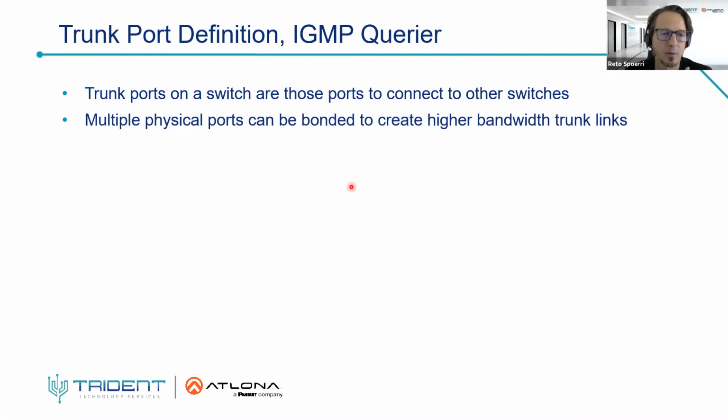Multiple physical ports can be bonded to create higher bandwidth trunk links. So each manufacturer has a different terminology for this, but typically if you have two links, each of them being 10 gig, and you want to actually send 15 gig of traffic, so 15 gigabit per second, you can create a bond on those trunks, and you will have then one virtual link with 20 gigabits per second, of which you can use 15 or 20 if you like.